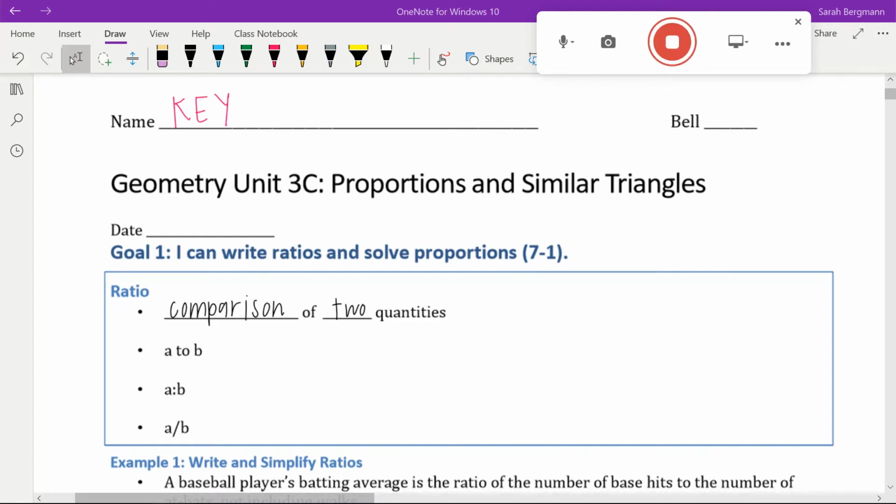Hi everyone. This chapter we will be learning about similar triangles. It is chapter 7 in your book. We need to start with ratios and proportions. These are very important for similar triangles, so we need to make sure that you know how to solve these.